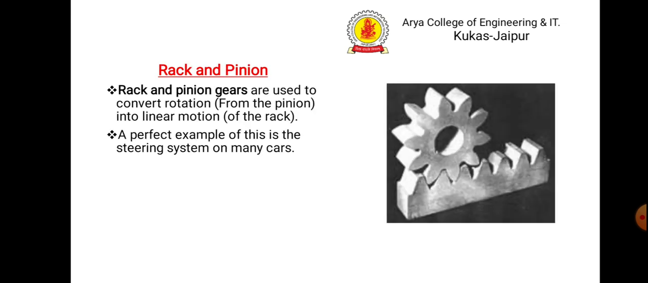Next one is rack and pinion gears. So these are used to convert rotary motion into linear motion or vice versa. As you can see in the figure, the circular portion is known as the gear, or you can say the pinion, and the horizontal portion is known as the rack. So the example of this is the steering system of your automobile.